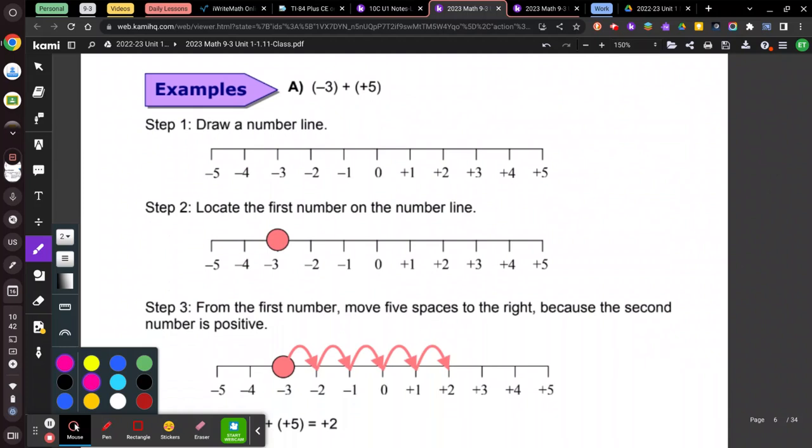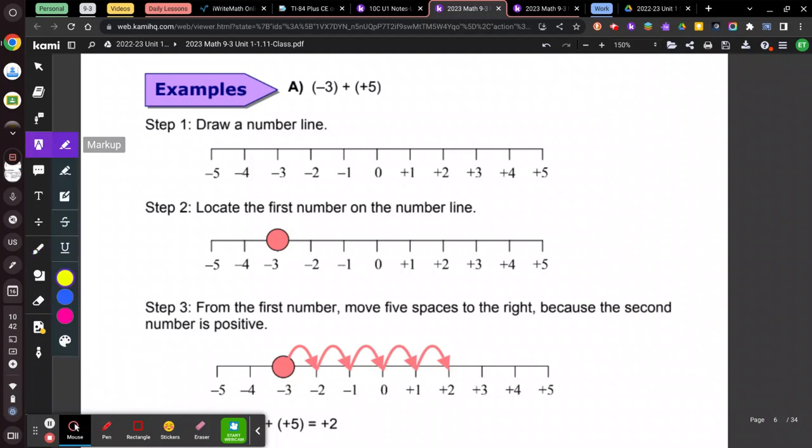Here's our first example. We need to plot the first number. So I'm going to plot my first number, -3. So they're showing step 1. They've done it for us. Draw your number line. So we've got a number line. How do you know how far and big to make it? Well, if you've got the number +5, you know you're going to need to get at least that big. And if you've got a -3, you got to go at least as far as -3. So a good thing would be -5 to +5. And that's what they drew here.